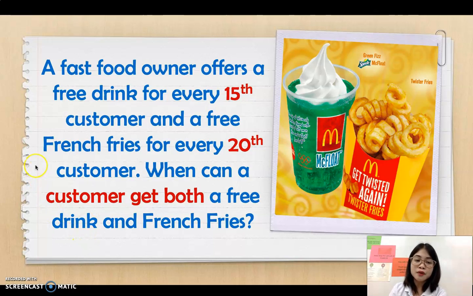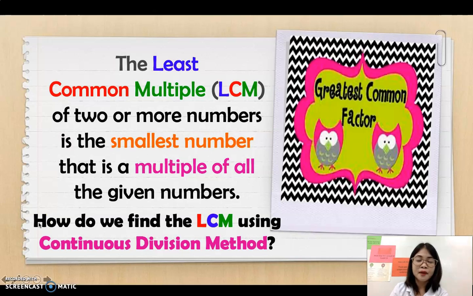So, in order to solve this kind of problem, we need to use LCM. So, what is LCM? LCM, or the least common multiple of two or more numbers, is the smallest number that is a multiple of all the given numbers. Now, how do we find the LCM using the continuous division method?